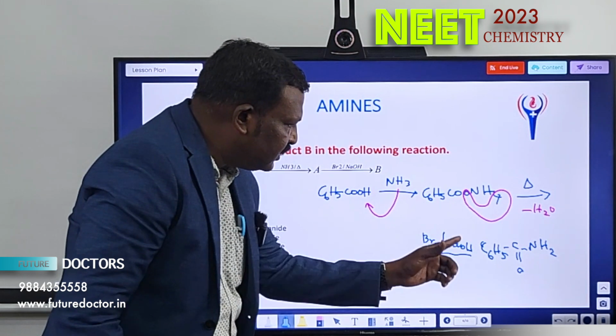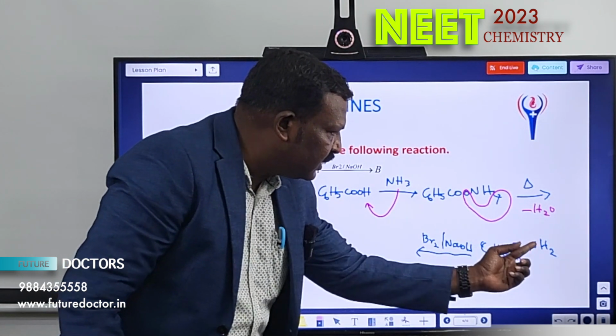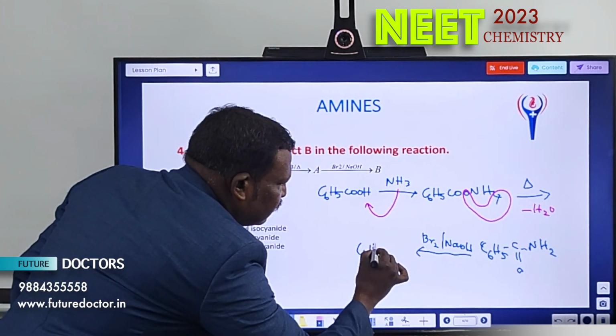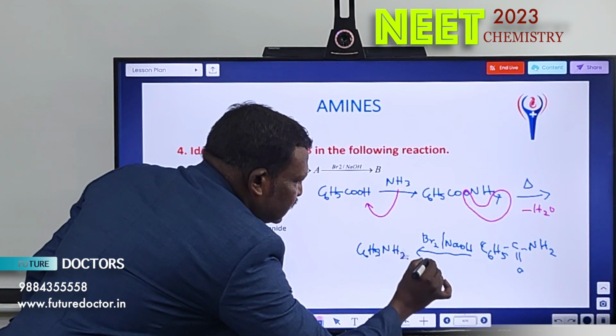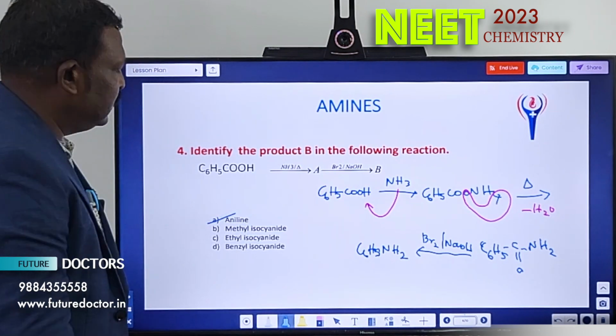What's the role of this reagent? It removes CO from the compound. So what is remaining? We have only C6H5NH2. That's the product. C6H5NH2 is nothing but aniline. Option A is the correct one.